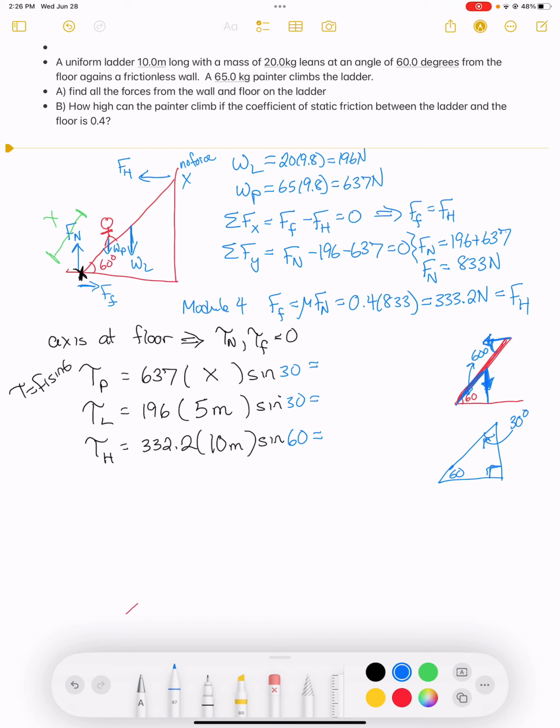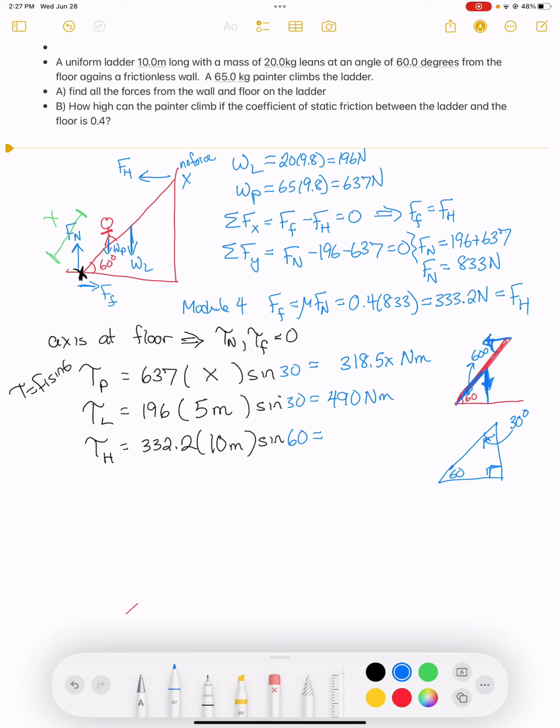All right, then I've got 637 divided by 2. So I've got 318.5 x Newton meters. Remember, we don't know what x is. And then I've got 333.2 times 10 times sine of 60. And I'm not trusting any of my numbers now. I'm going to recalculate. I get 2876.9 Newton meters.